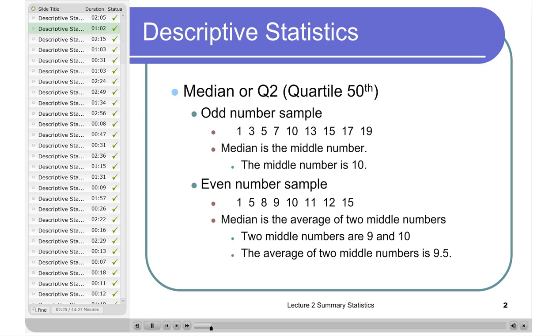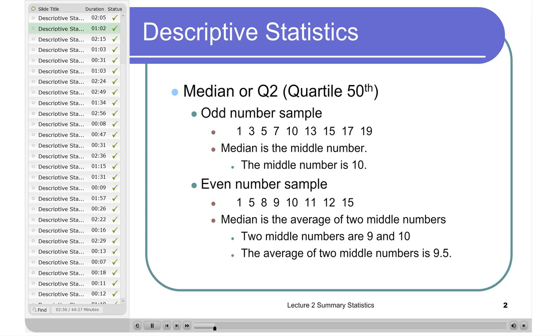If we look at the second data set here, we have 1, 5, 8, 9, and so on. Well, here we don't have a clear middle number because there are an even number of things in this data set. There are 8 numbers in this data set, and so there's no clear middle number. We actually have 2 middle numbers. We have the numbers 9 and 10. In a situation like that, we just average those 2 middle numbers. So we're going to take the average of 9 and 10, and we're going to get 9.5. So the median of that data set is 9.5.